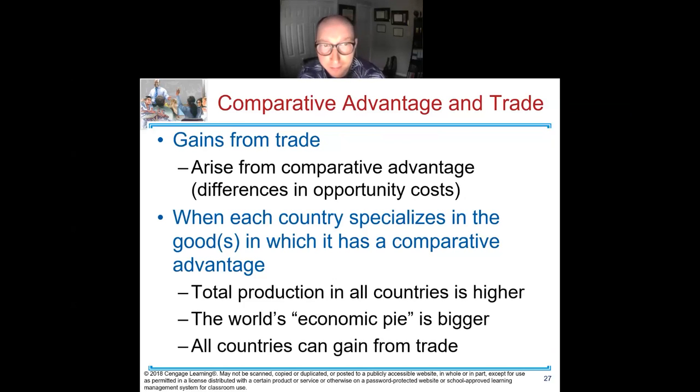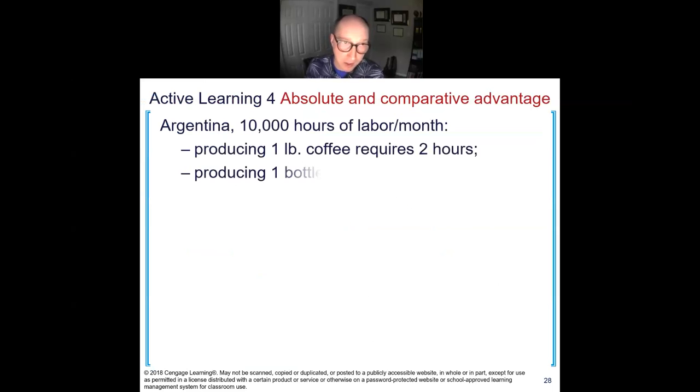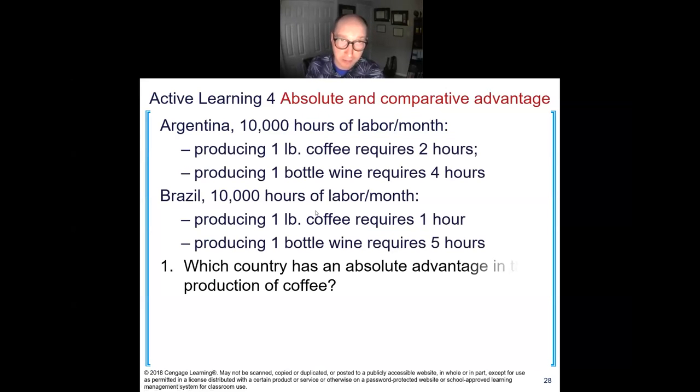So, gains from trade. When there's a comparative advantage, there's a difference in opportunity cost. That is a gain from the trade. The difference is the gain, right? The difference in opportunity cost is the gain. When there's specialization, it's a comparative advantage where total production in all countries is high. Think of it like a percentage for each country.